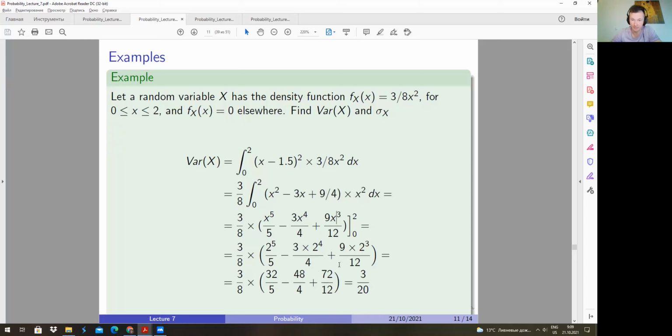And then after the evaluation of all these things, I have 3/20. So this is just arithmetic here. The most important thing is to plug this object in instead of x, and to calculate the integral properly. All the rest is just arithmetic. And sigma is somewhere there, so it's the square root of 3/20.